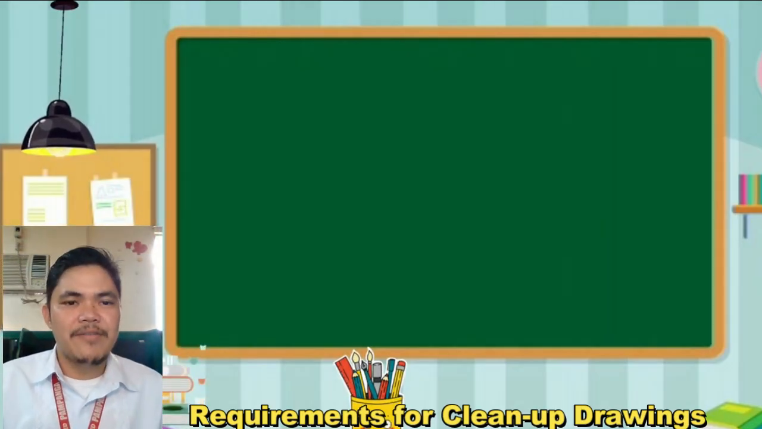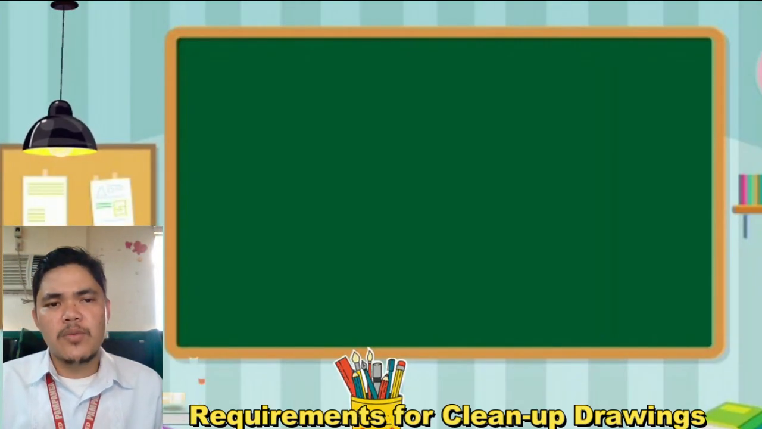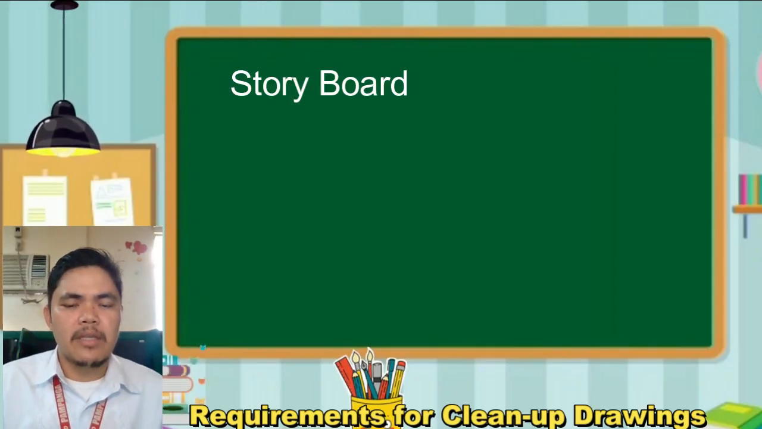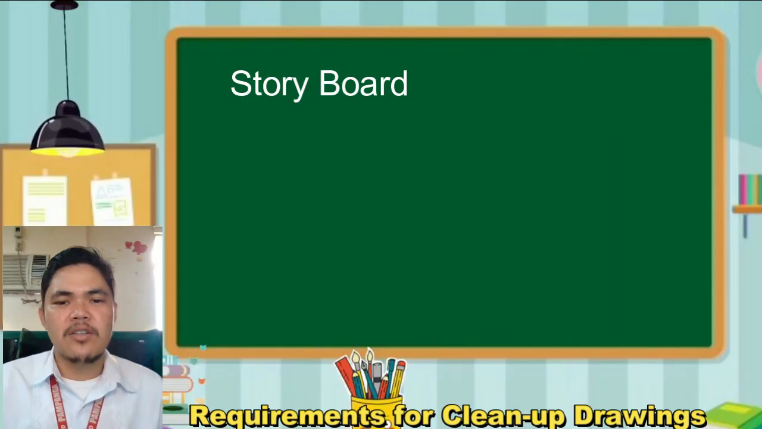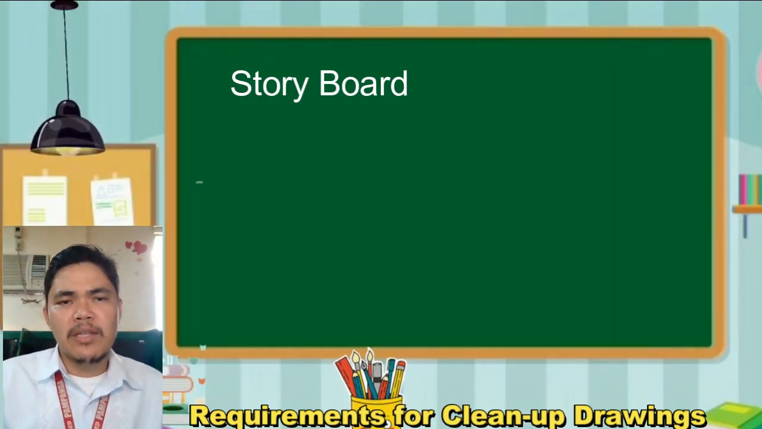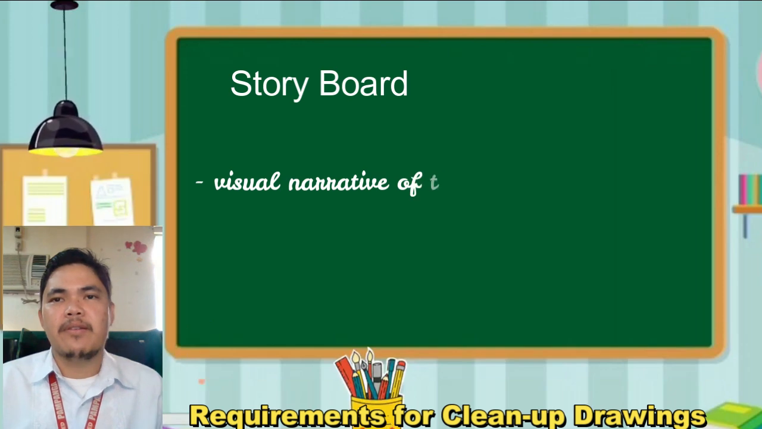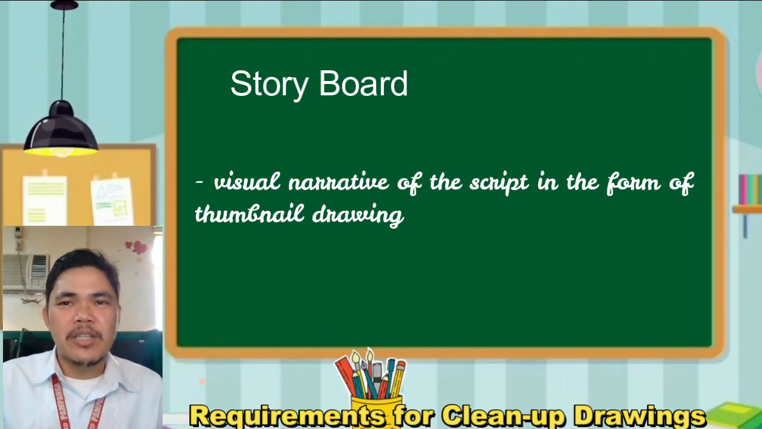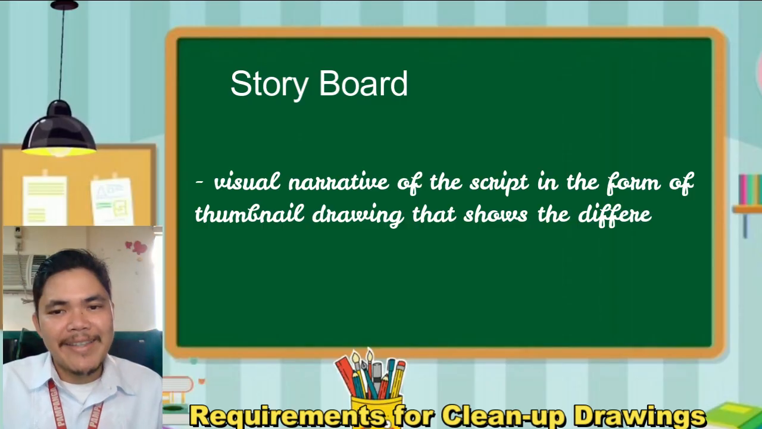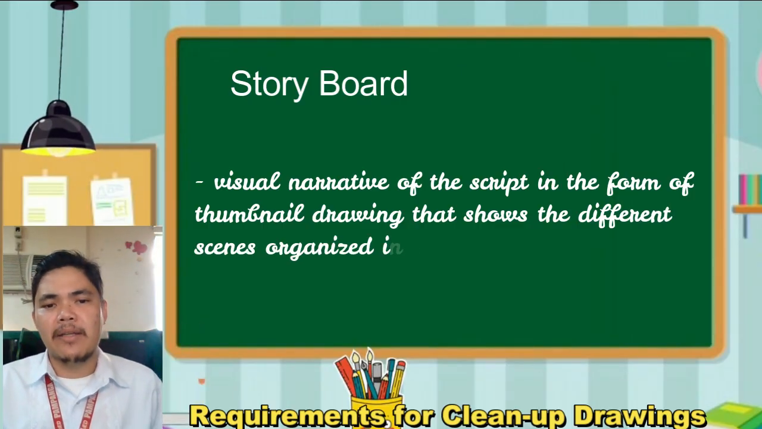Alright, so let us have the next one. The next one is what we call the storyboard. I think you are all familiar with this, the storyboard. Ginagamit to for the sequencing of the storyline. So what is a storyboard? A visual narrative of the script in the form of thumbnail drawings that show the different scenes organized in a sequence of panels.